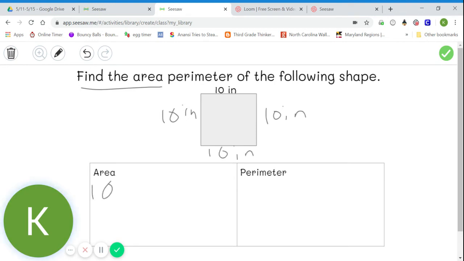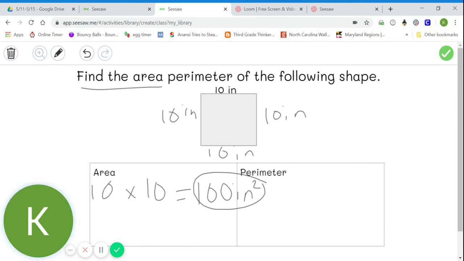To find the area, I'm going to do 10 times 10. Now, this one should sound familiar because we know that 10 groups of 10 is 100. In this case, we're talking about area, so it's 100 inches squared.